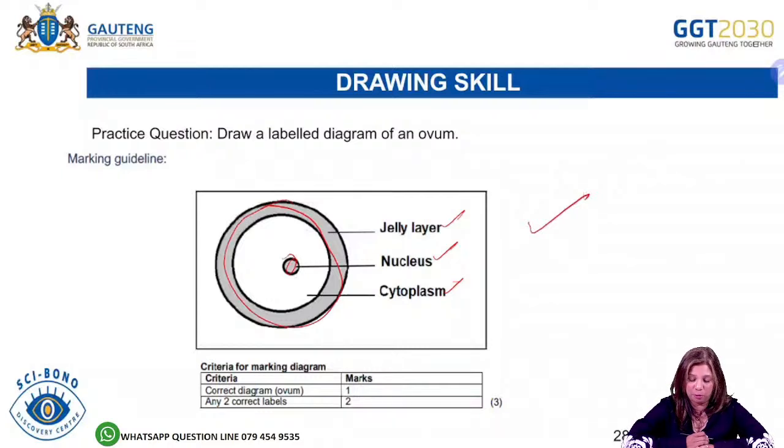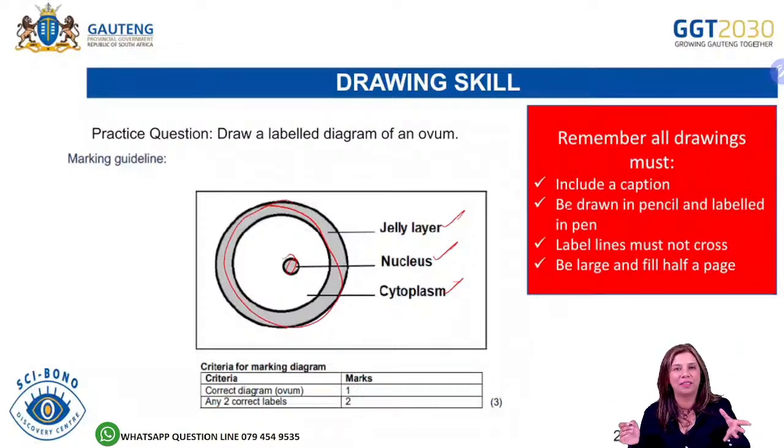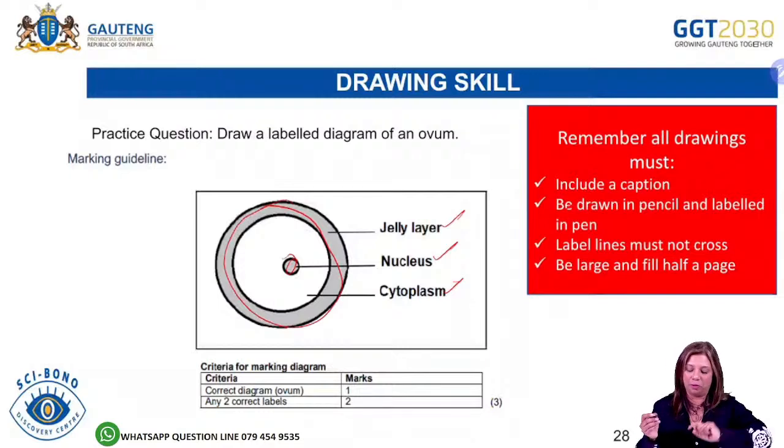But the drawing rules are very, very important. You can see it's in bright red because I don't want you to forget. Okay, because this is easy marks. These are marks that you don't have to swot and swot and swot all the time. It's marks that are there for you to just take. So let's look at what we must remember within drawings.